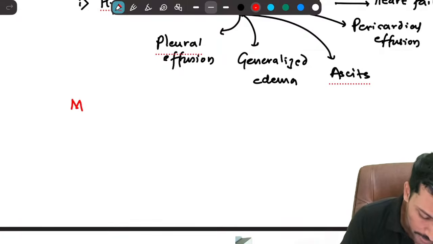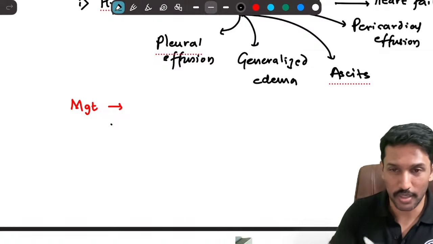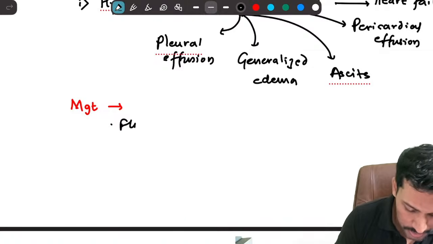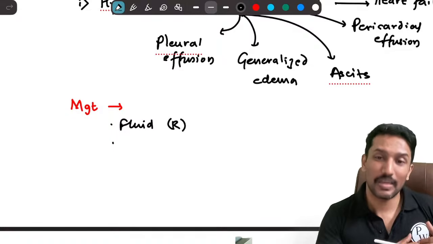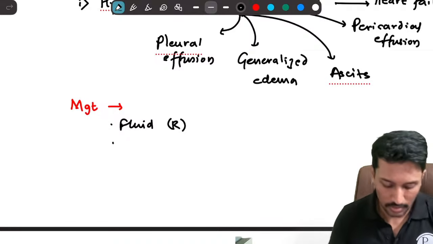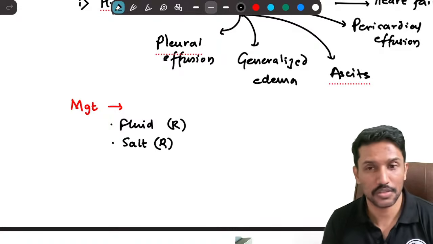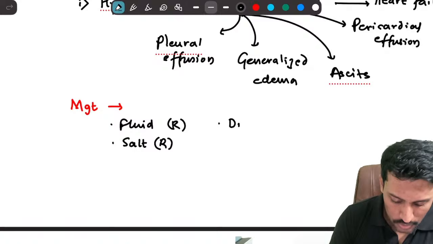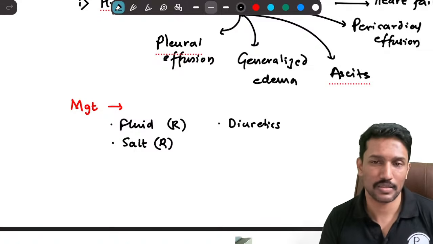Okay, so when it comes to management of fluid overload, how do I manage? The first thing is to restrict the amount of fluids that they are drinking, based on their output. So fluid restriction. And then we know that the more salt I take, aldosterone will make me reabsorb that salt, and with the salt, water will also be reabsorbed. So it will add to the burden, so I also have to restrict the salt. So fluid and salt restriction. What else can I do? I can use diuretics to flush out the excess water.